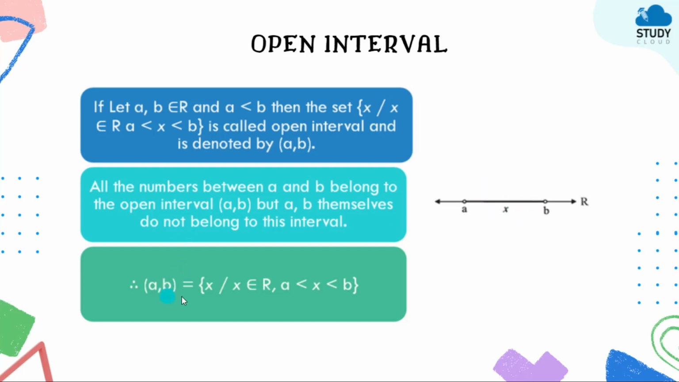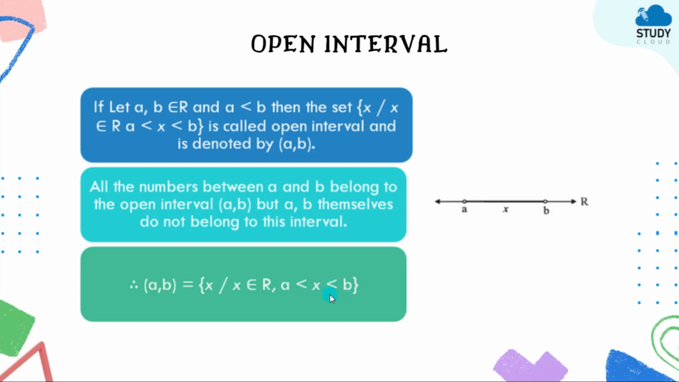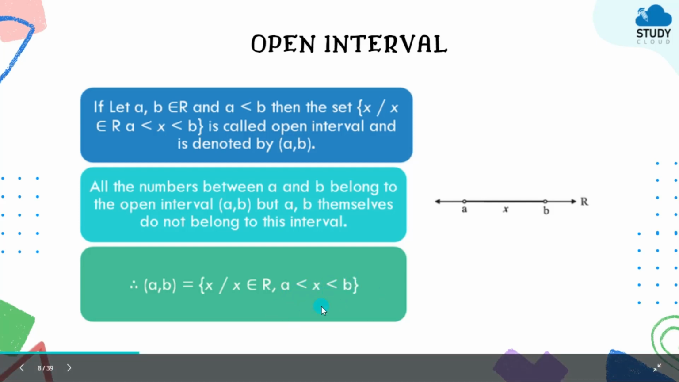So here (A, B) is equal to X, an element of R. How to write this in the proper form? A is less than X and X is less than B. So this is open interval.